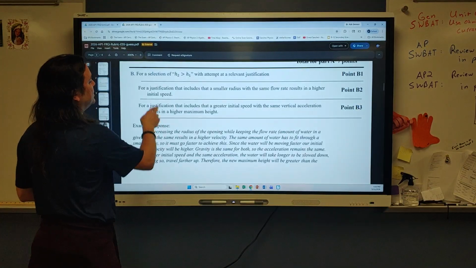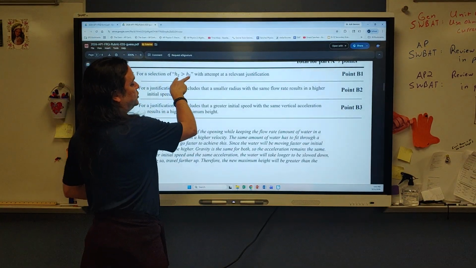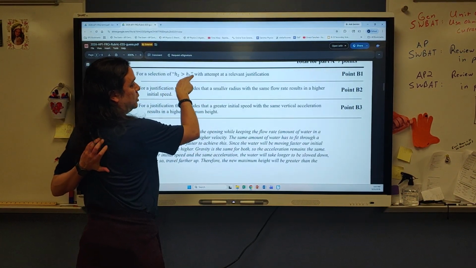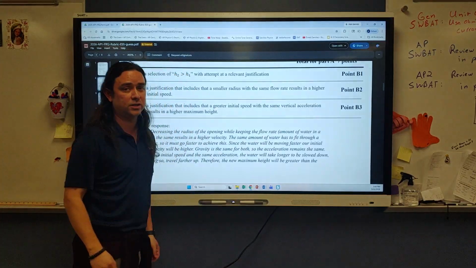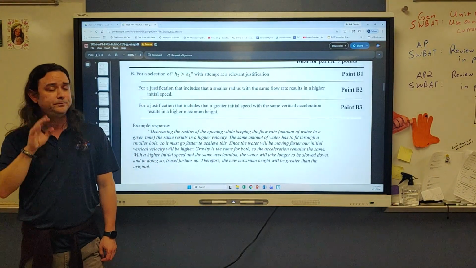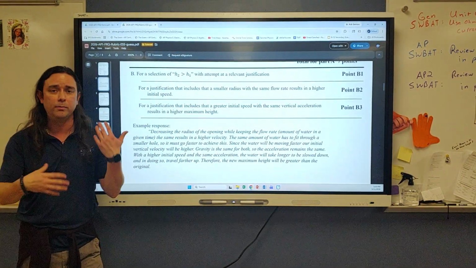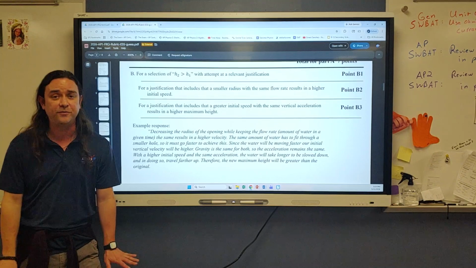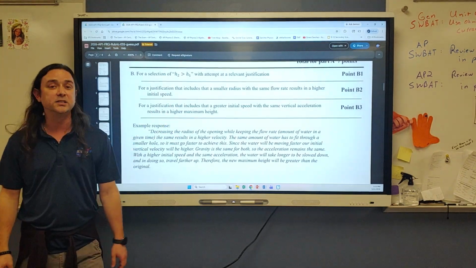For me, I'm describing this as, for a selection of H2 is greater than H1, the correct selection with an attempt at a relevant justification. As I tell my students, relevant means that you're making reference to physics stuff. It doesn't have to be correct, but it does need to be relevant.